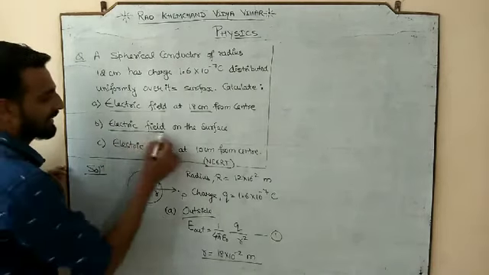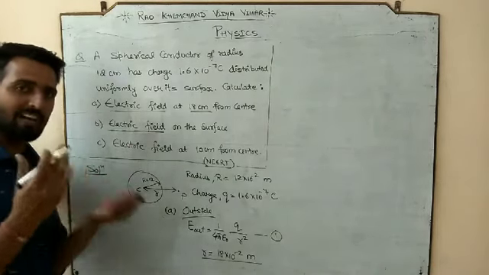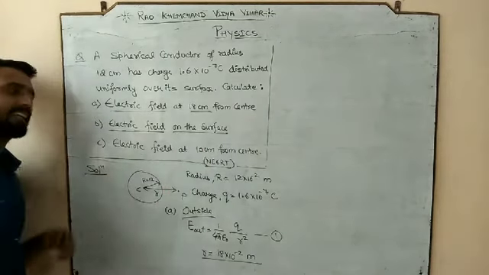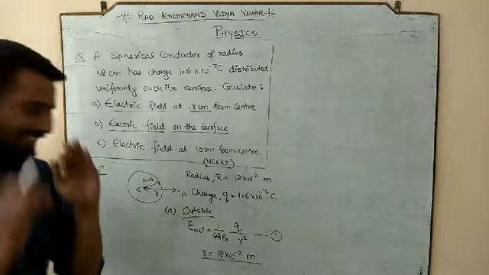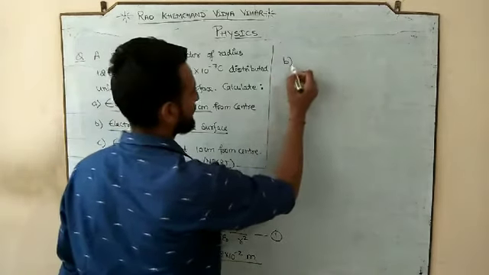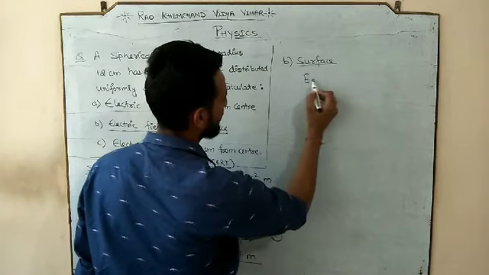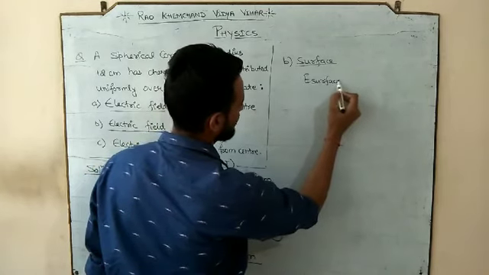What is the second thing that he is asking? I am going a little bit fast, but I know that you can understand this easily. Second case is electric field on the surface. So the second case is simply, and it has been directly mentioned, on the surface. And what is the electric field on the surface?